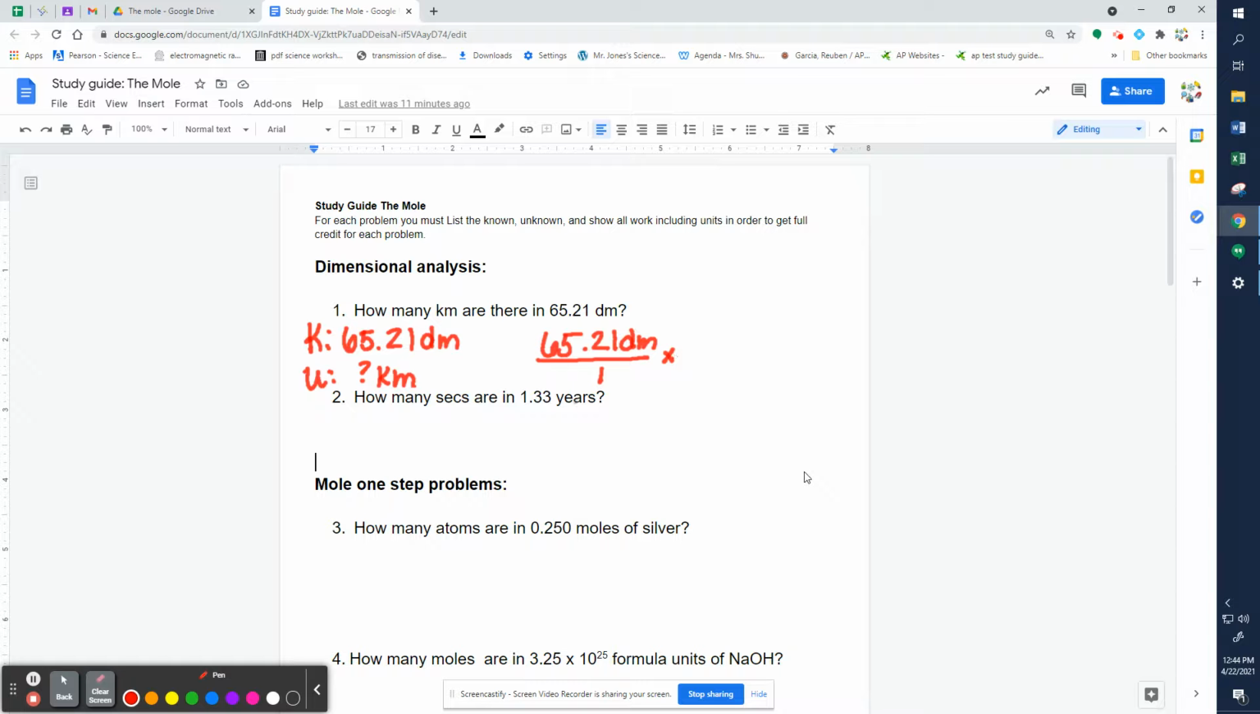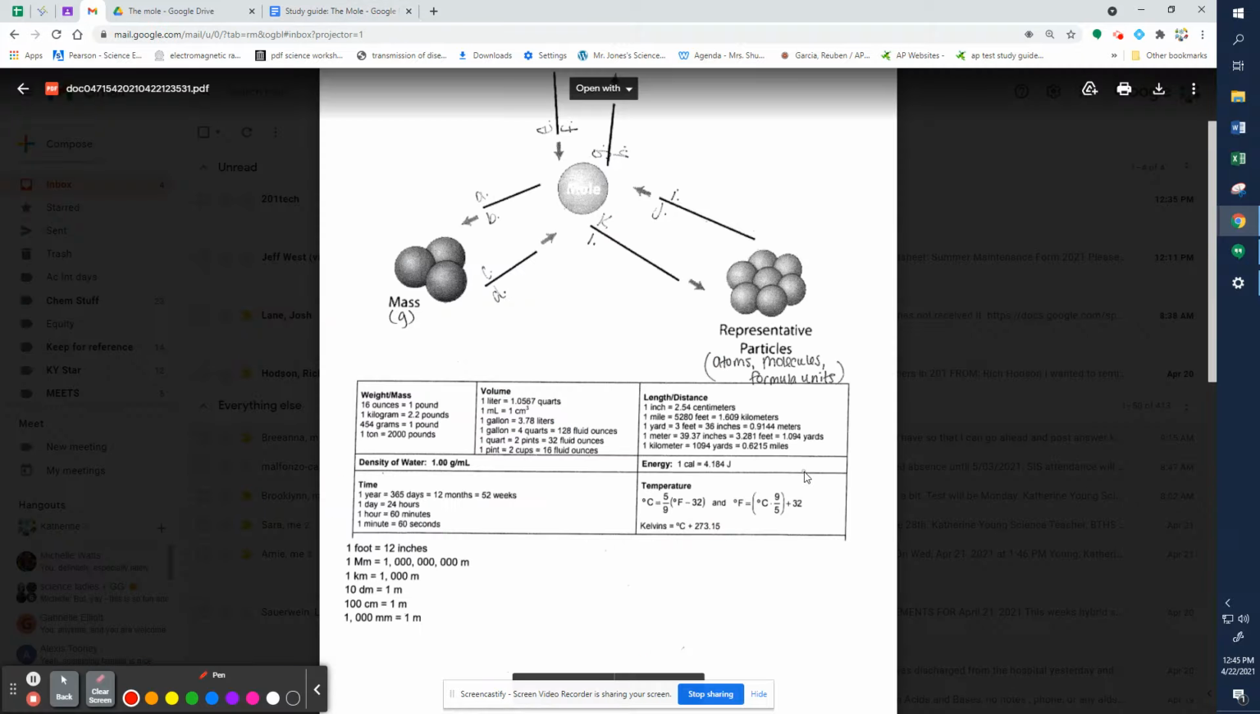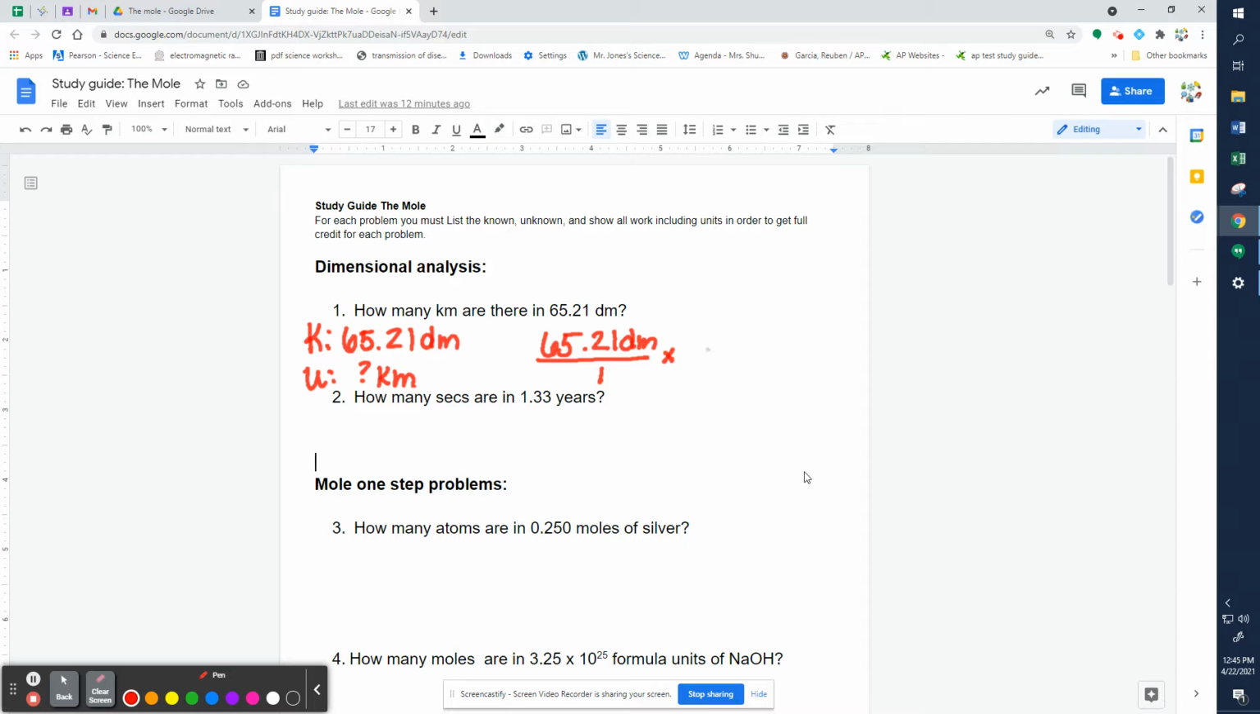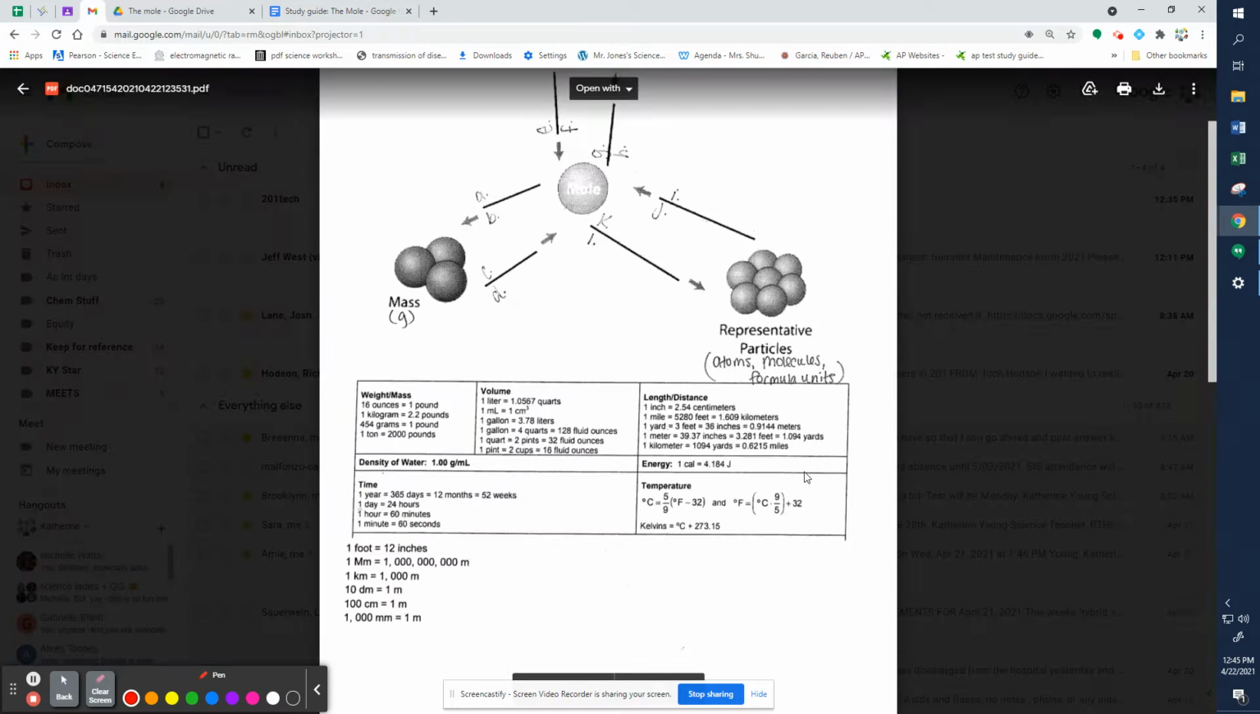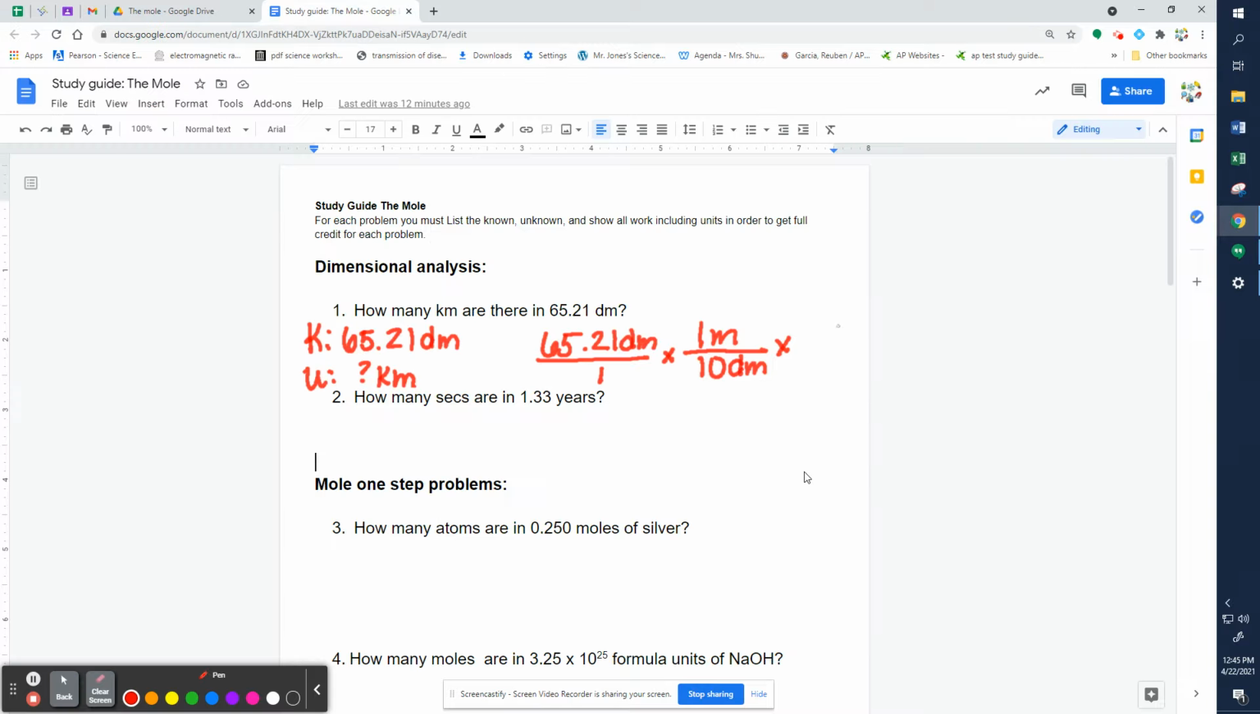Next, I need to go from decimeters to meters. So 10 decimeters equals 1 meter. I need my decimeters to cancel out, so my 10 decimeters is going to go on the bottom, and on top I'm going to write equals 1 meter. Next, we need to go to kilometers. So you'll notice that 1 kilometer equals 1,000 meters. So on bottom, I have 1,000 meters. On top, I have 1 kilometer.